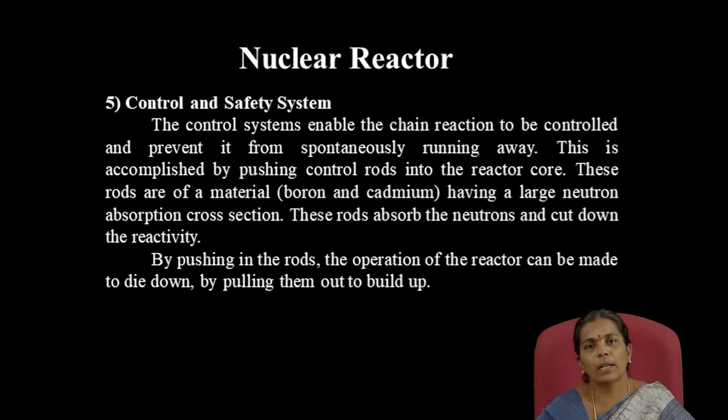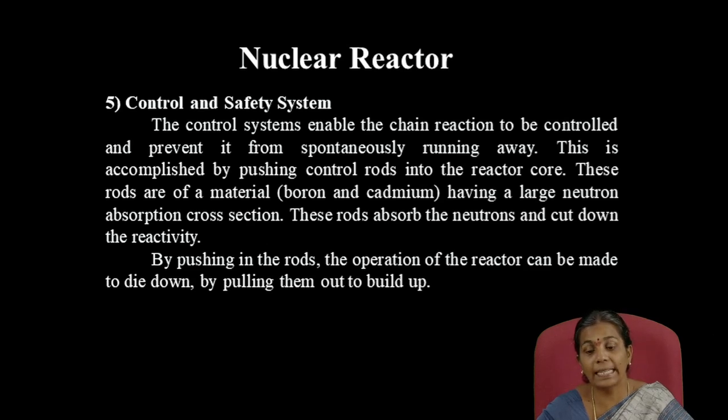Next one, control and safety system. The control systems enable the chain reaction to be controlled and prevent it from spontaneously running away. This is accomplished by pushing control rods into the reactor core. Normally the rods are made of cadmium or boron, so they have a large neutron absorption cross section. These rods absorb the neutrons and cut down the reactivity.